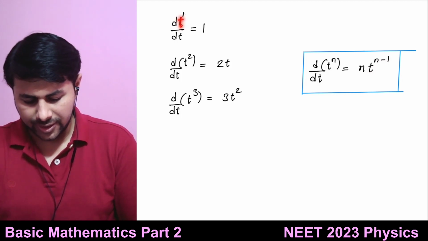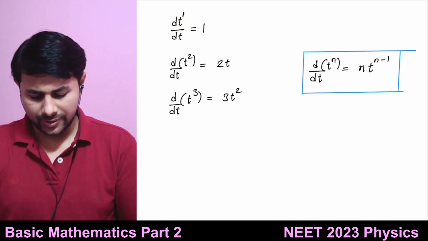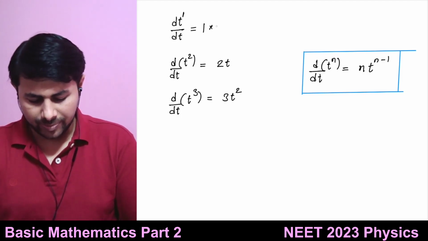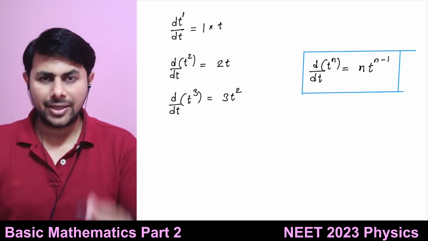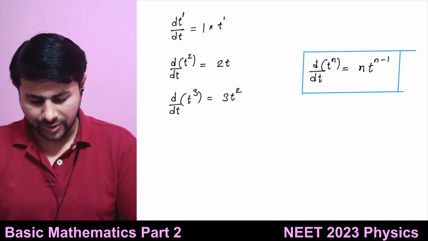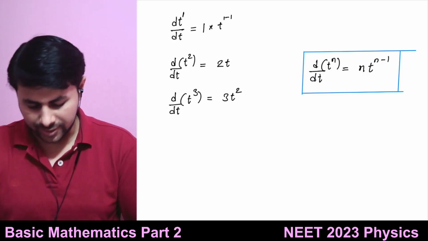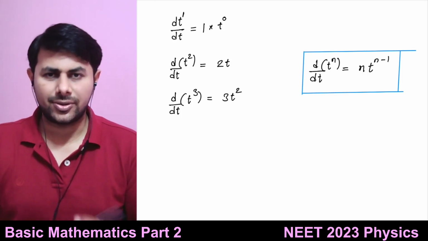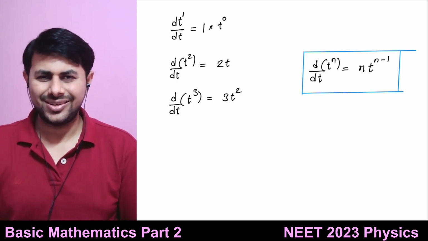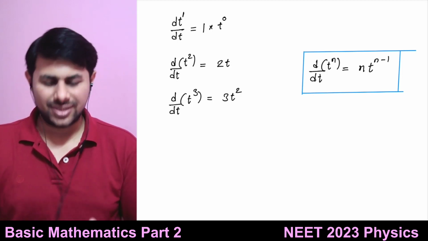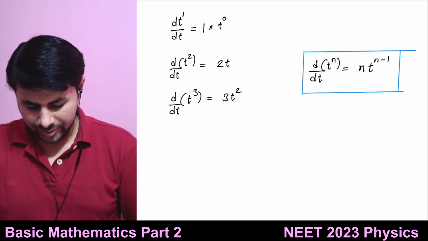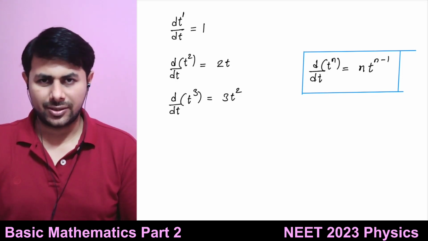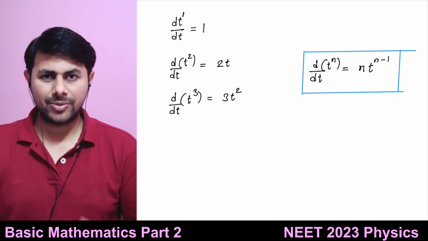So here it's t raised to 1. So you can write it as derivative of t raised to 1 with respect to t is 1 multiplied by t raised to n minus 1, and n is equal to 1. So t raised to 1 minus 1, that is t raised to 0, and anything raised to 0 is 1. Do you know this? Anything to the power 0 is equal to 1. So this is 1, and that's why dt by dt equals 1. Derivative of t raised to 1 with respect to t is 1.